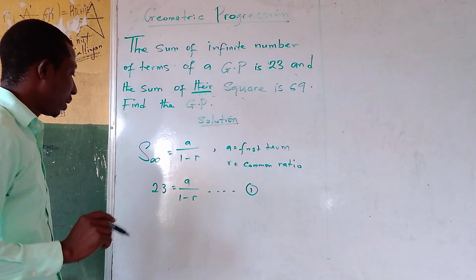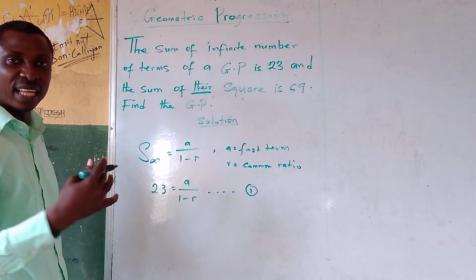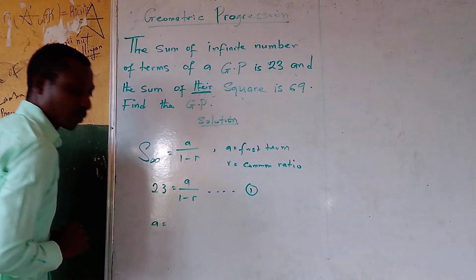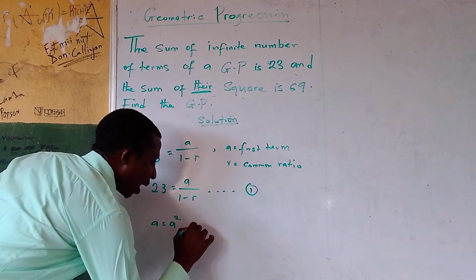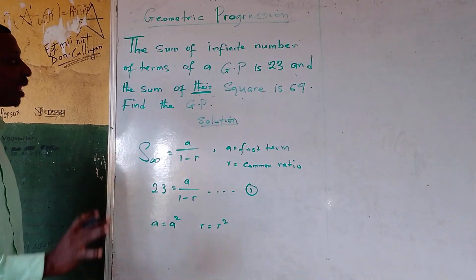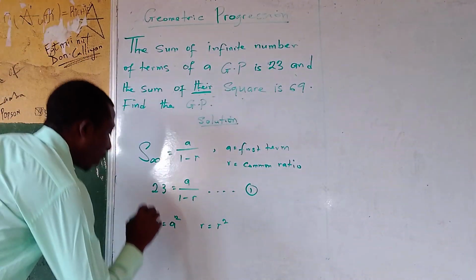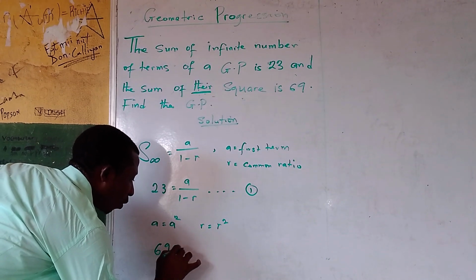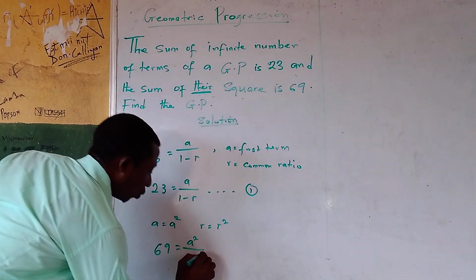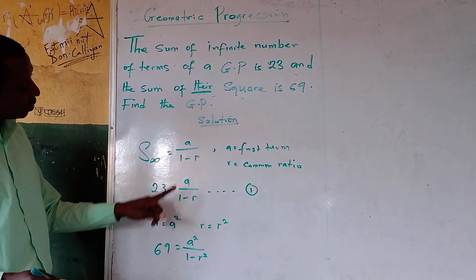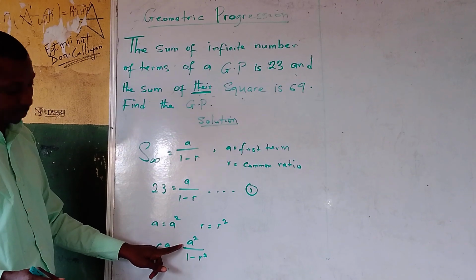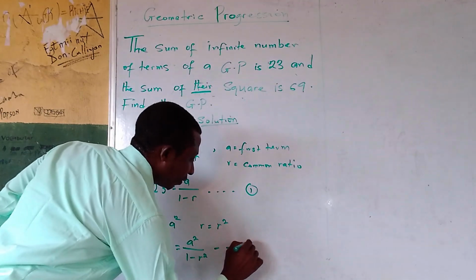That's it. So if we square the terms of the GP, that means A will be A squared, R will be what? R squared. So for that sum, which is 69, we now have 69 equals A squared all over 1 minus R squared. Okay, so our R now is R squared, A is A squared. So we have equation 2.